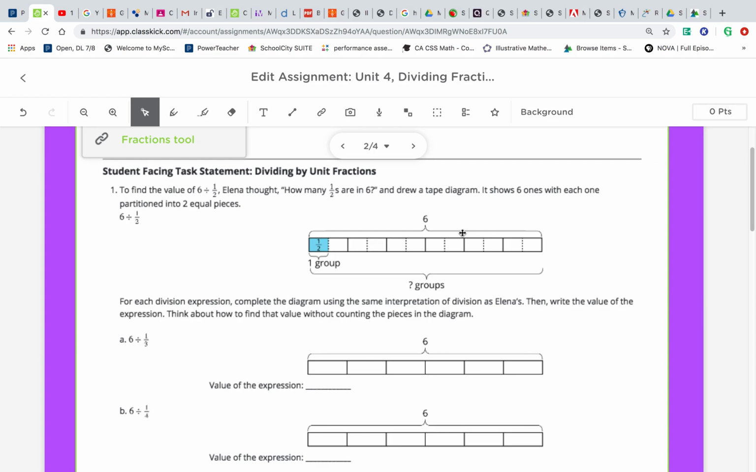Okay, so let's go ahead and see if we can follow her lead here. It says for each division expression, complete the diagram using the same interpretation of division as Elena's. Then write the value of the expression. Think about how to find that value without counting the pieces in the diagram. So we'll use the diagram for a little bit here, but then I want to see if we can move away from the diagram. And some of you, I'm sure, already have an idea about where we're going to go with this, but let's see it with the diagram first.